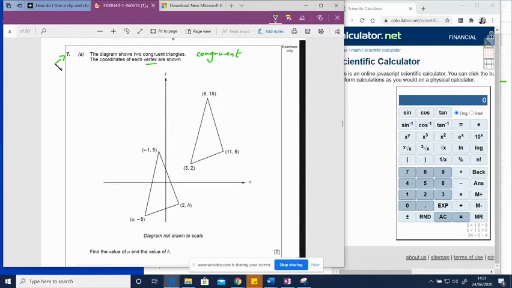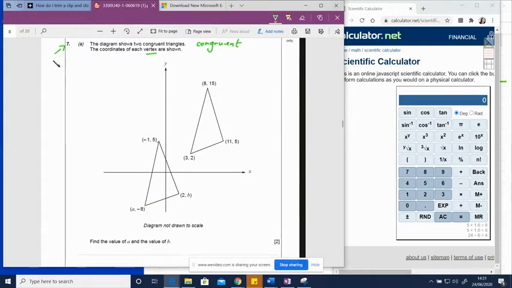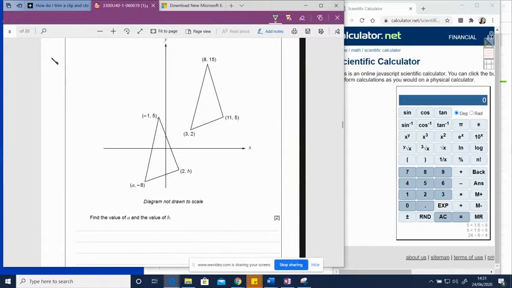A vertex is where 2 points meet. So you've got these 3 here a vertex, and these 3 here a vertex. And they've drawn these two congruent triangles on a graph. It asks us to find the values of A and B. So first of all, A, it wants us to find the value of, and B. These are all coordinates. But we know the relationship between these two vertices.